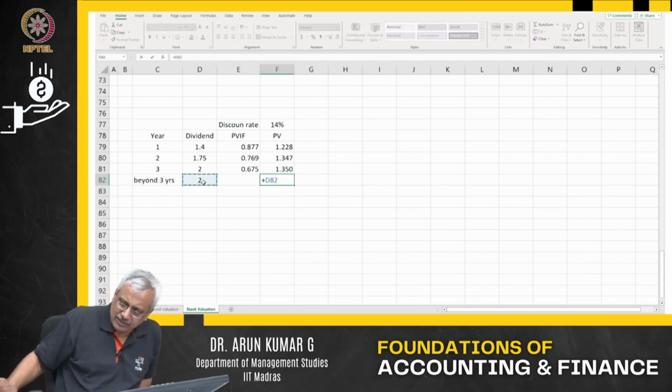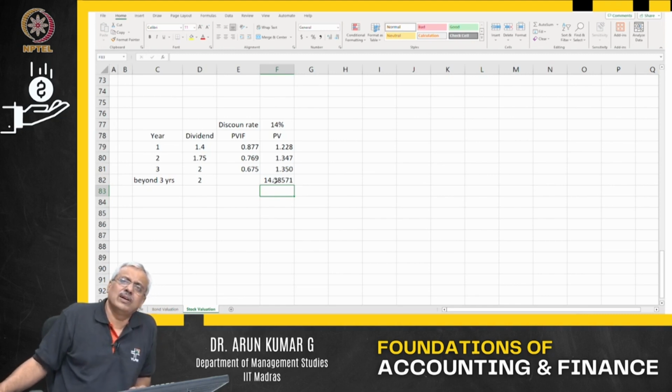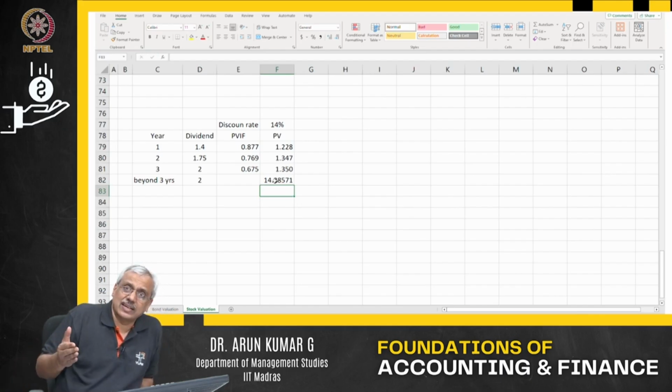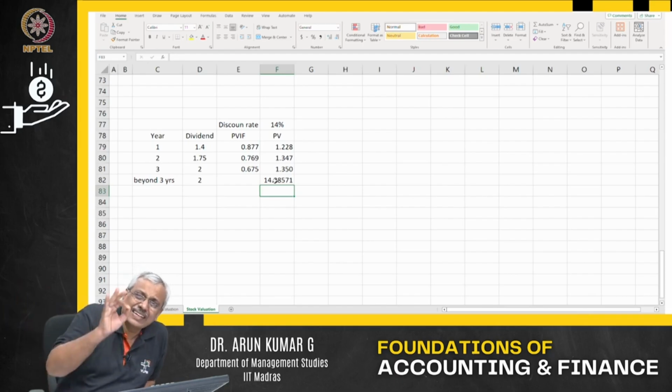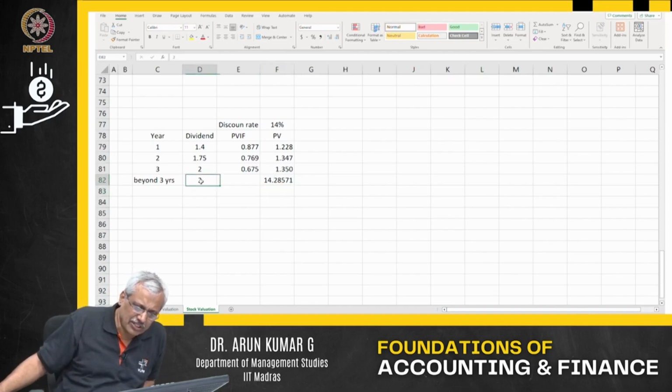$2 is what I am going to get, discounted at what rate? Discounted at 14%. That is the value of the $2 you are going to get after the 3rd year, that is from the 4th year till perpetuity, the value of it as of year 3. As at the end of year 3, the value of this $2 that you are going to get in perpetuity is 14.28.